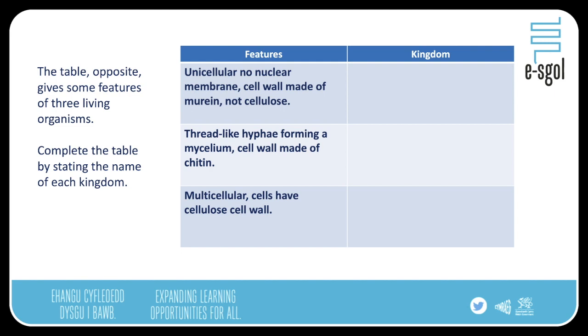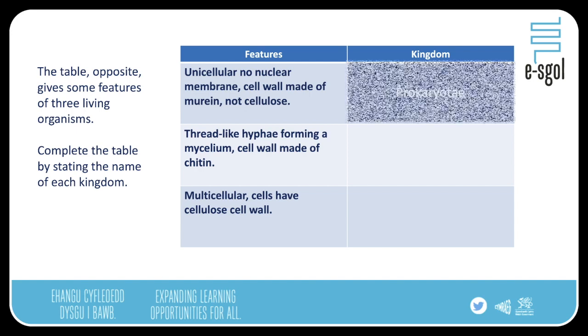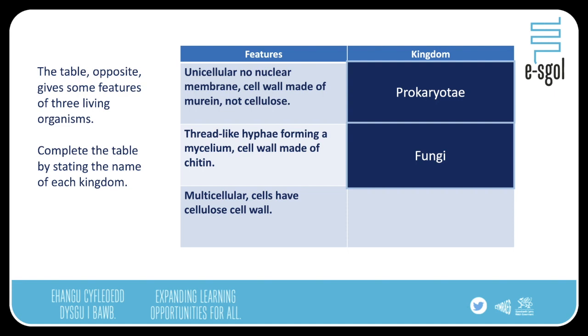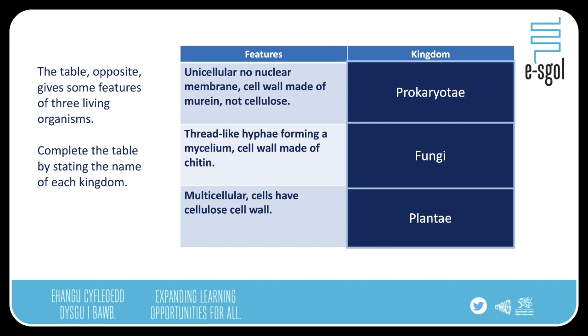The first statement says, unicellular, no nuclear membrane, cell wall made of murein, not cellulose. The answer is prokaryote. Now for the second statement. Thread-like hyphae forming a mycelium, cell wall made of chitin. The answer is fungi. And the last statement. Multicellular, cells have cellulose cell wall. The answer is plantae.